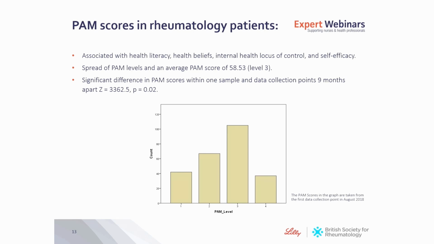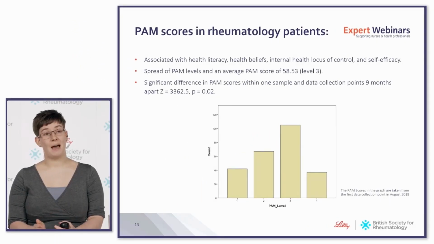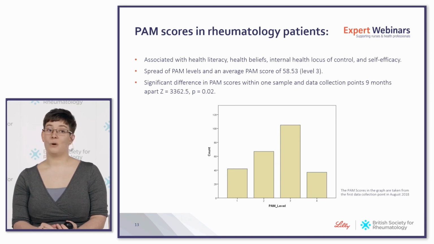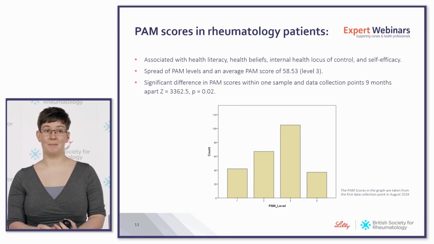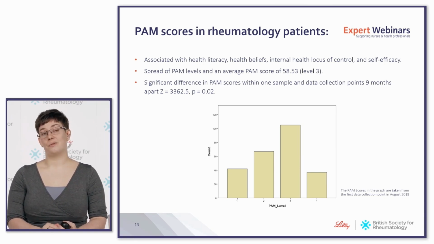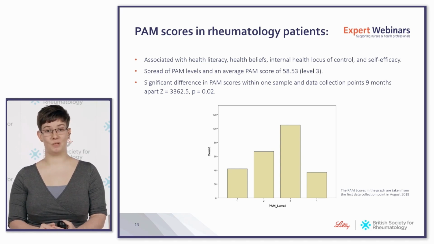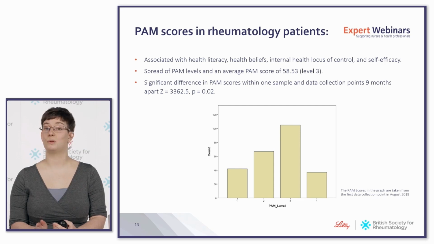In terms of the distribution of PAM levels, you'll see from the graph on the slides that the majority of participants in my study were a PAM level 3, which lines up with the average PAM score. But actually there was quite a spread of skills and abilities across the sample. So anybody working clinically in rheumatology could expect to meet people of all PAM levels.